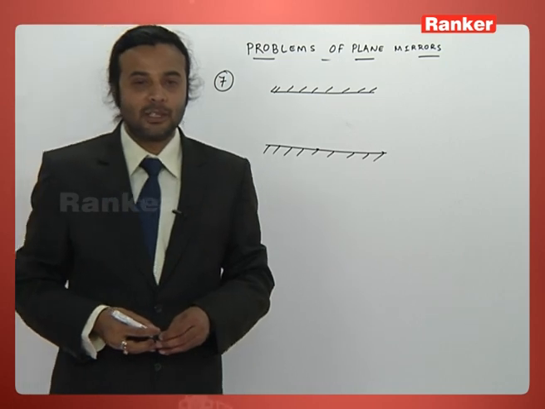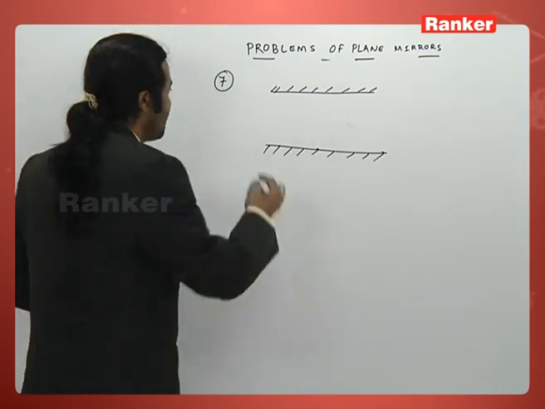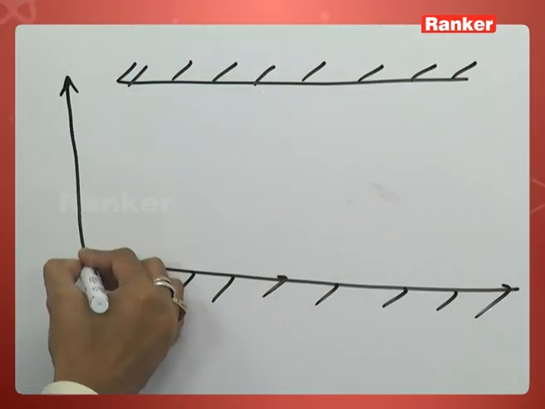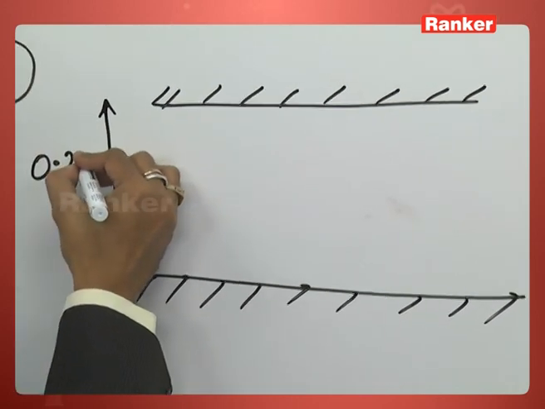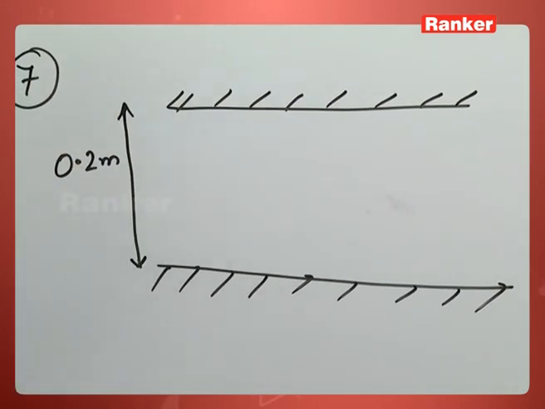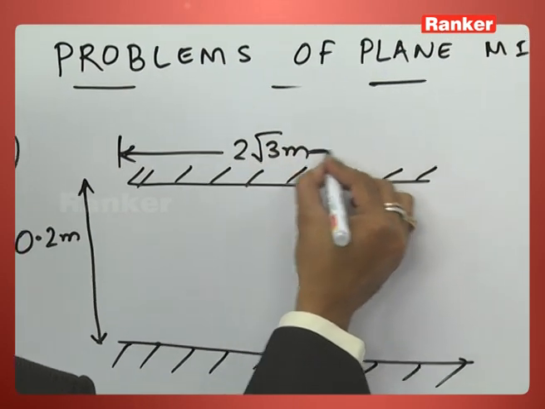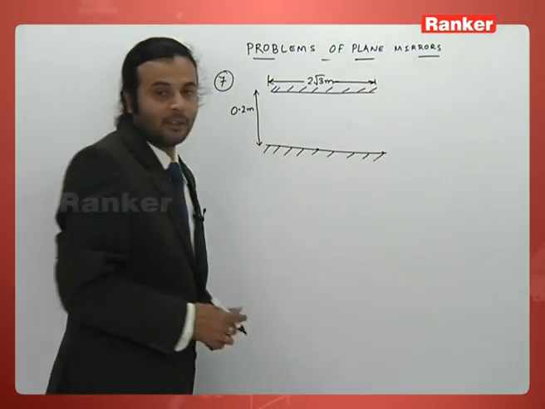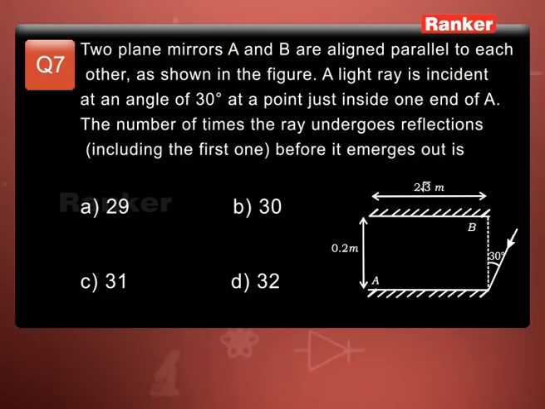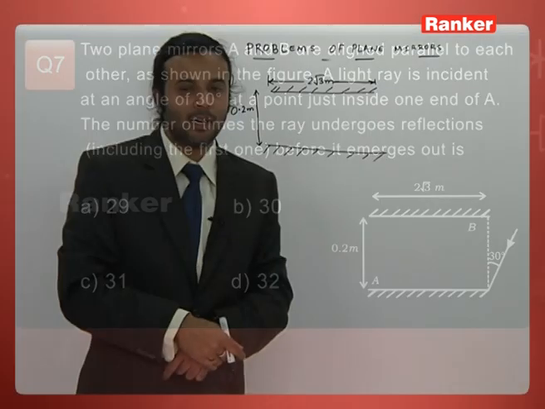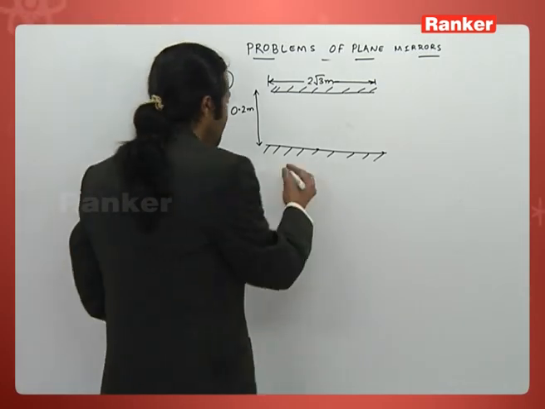Aligned parallel to each other as shown in the figure, and the distance between these two mirrors is already given, that is 0.2 meter. Length of each mirror is given as 2 root 3 meter. It's saying a light ray is incident at an angle of 30 degree at a point just inside one end of A. This is mirror A.